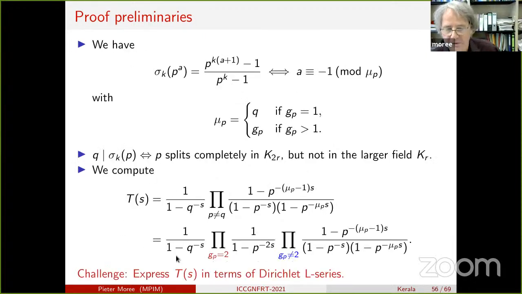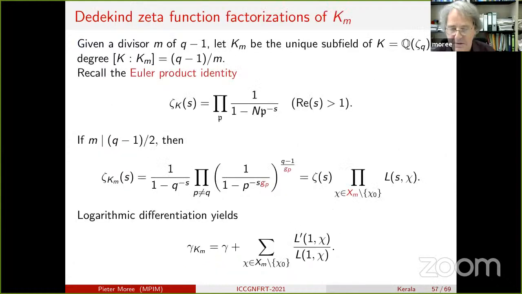So you have this T(s), and then you have some expression for it. And then you want to write that as a product of the Dirichlet L-series. Then the factorization of those Dedekind zeta functions comes into play.